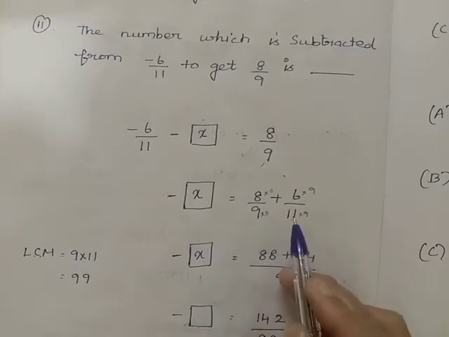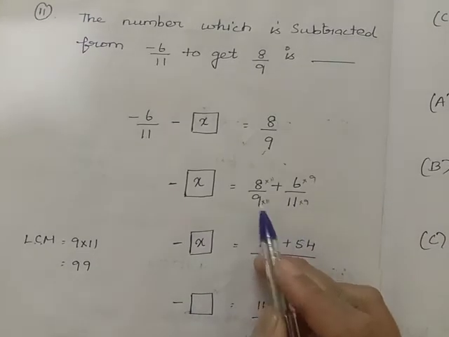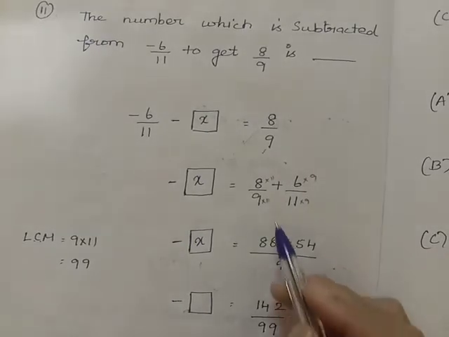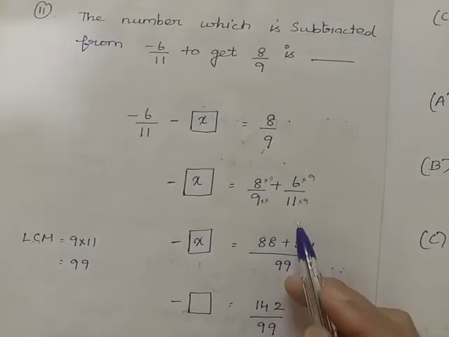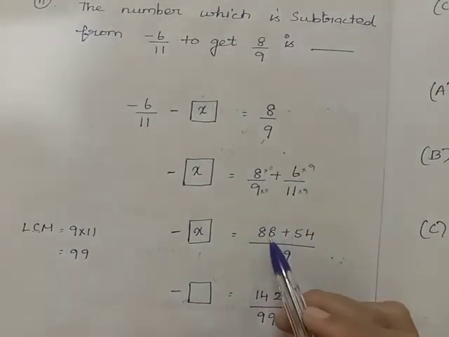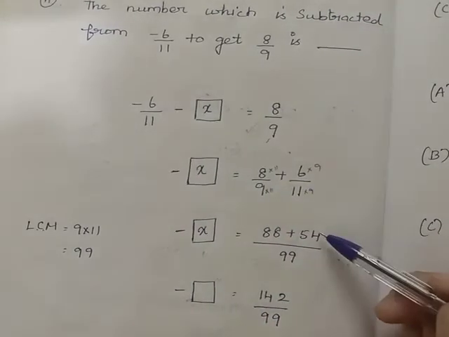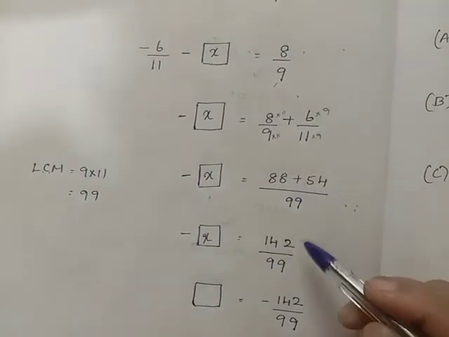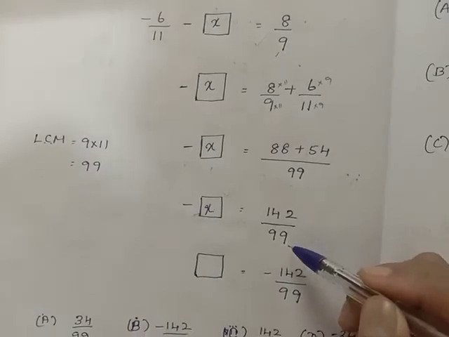Here, the denominators are different. So, we'll take the LCM. 9 11s are 99, so 99 is your LCM. 9 to become 99, multiply by 11. 11 to become 99, multiply by 9. So, 8 11s are 88, plus 6 9s are 54. So, let the unknown value be as it is: 88 plus 54 is 142, divided by 99.